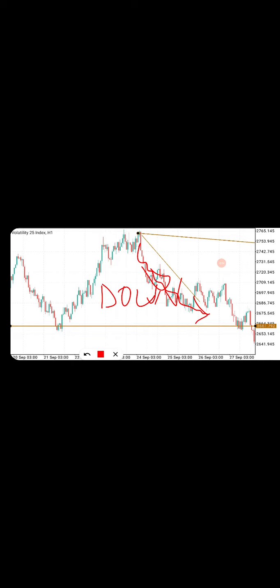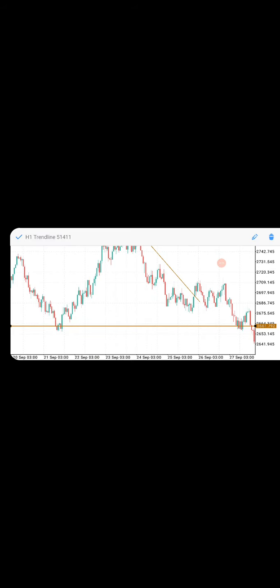So the strategy that I'm about to teach you today, that is the most accurate in this market in year 2021, guys, is made of support, resistance, and trend line. Take a look at the chart. The strategy is really simple.